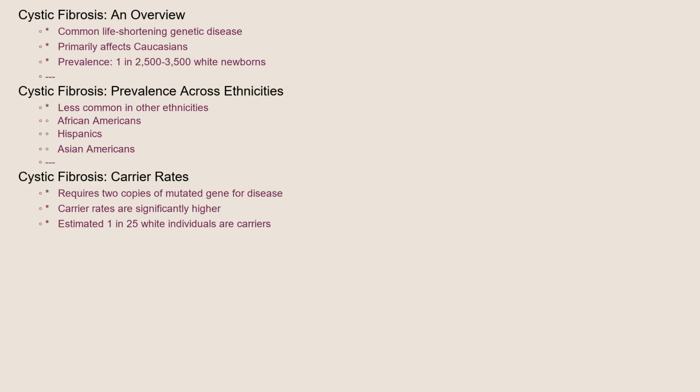Cystic fibrosis is one of the most common life-shortening genetic diseases in Caucasians. It affects approximately 1 in 2,500 to 3,500 white newborns. While less common in other ethnic groups, it still occurs in African Americans, Hispanics, and Asian Americans. Because affected individuals must inherit two copies of the mutated gene, carrier rates are much higher. It's estimated that about 1 in 25 white individuals are carriers of the CF gene.